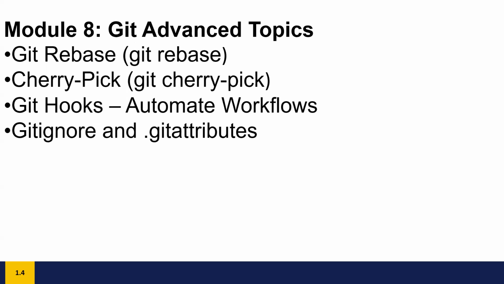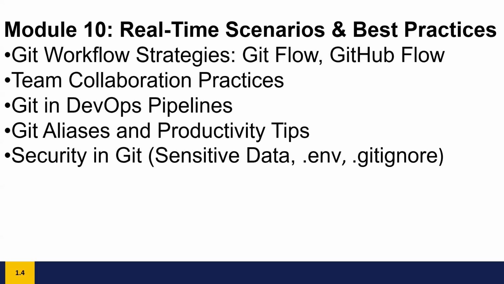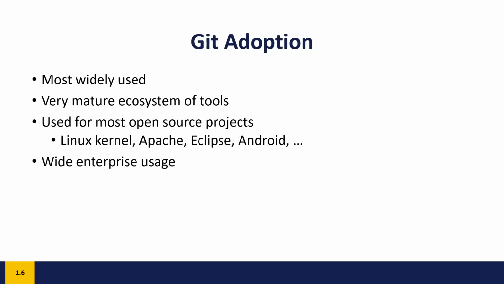So we'll discuss the Git advanced topics like Git rebase, Git cherry-pick, Git hooks, Git ignore, and real-time scenarios. Also, we'll discuss Git workflow strategies, Git Flow, GitHub Flow, team collaboration practices, Git in DevOps pipelines, Git LFS, productivity tips, and security in Git. So we'll discuss all of these.